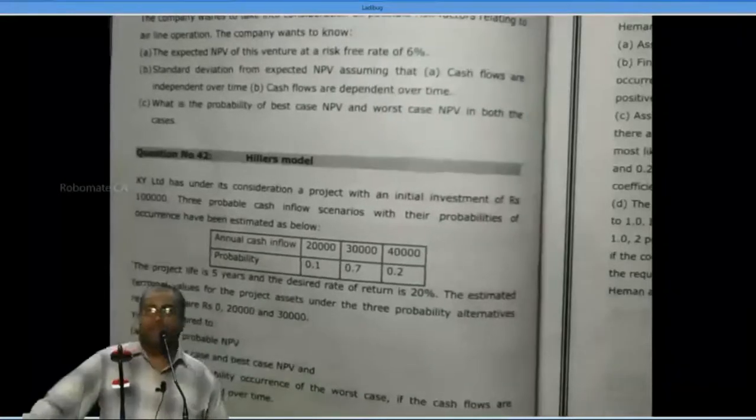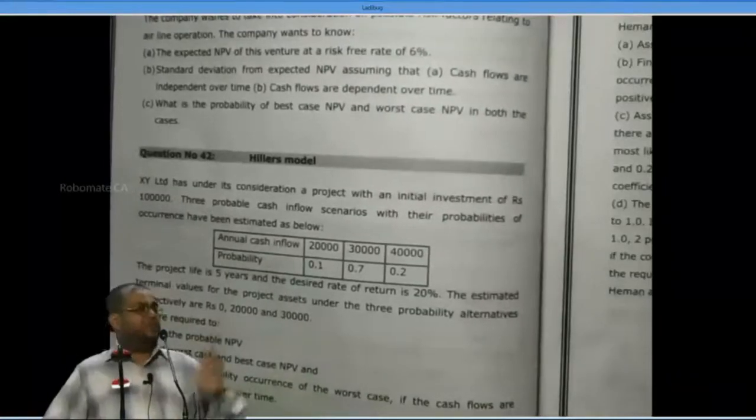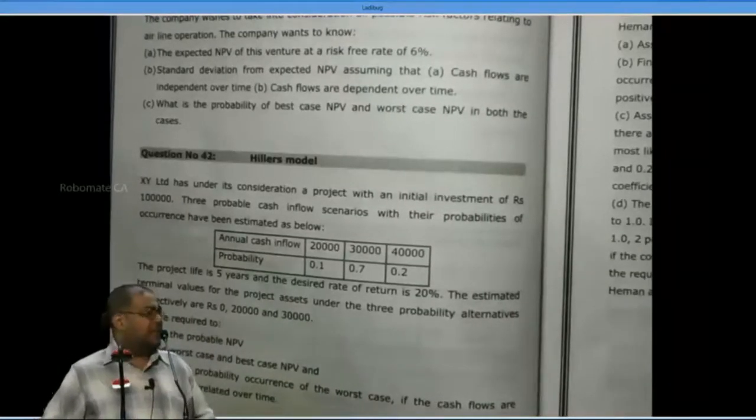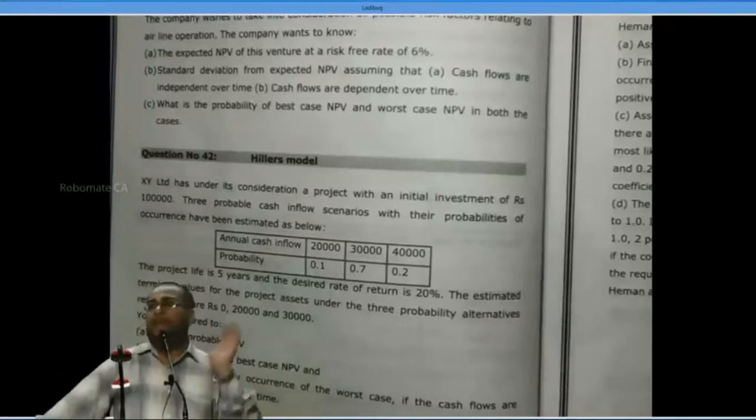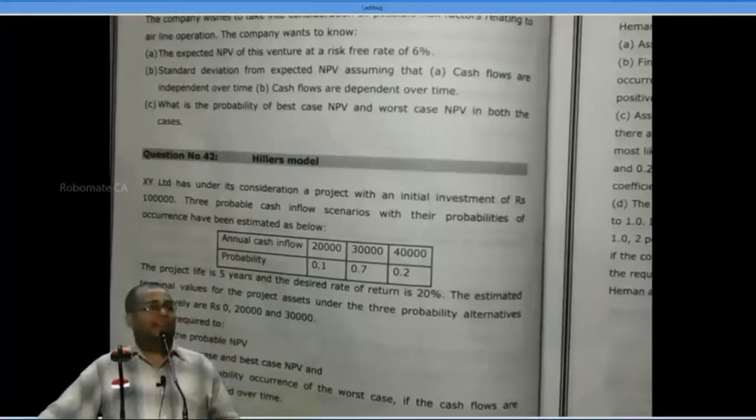43. Okay, now let us discuss one small concept called the certainty equivalent approach. Just a 5 minutes issue only and then we can go on to the next chapter.